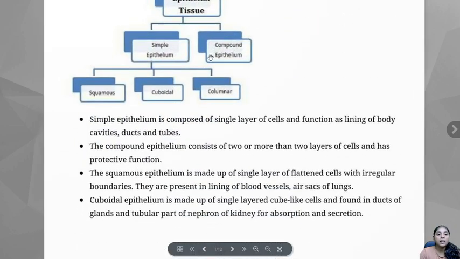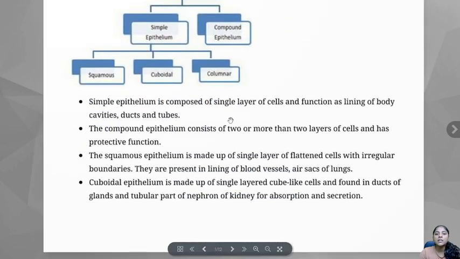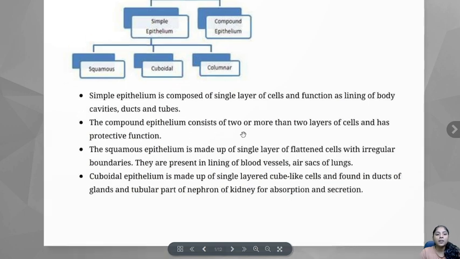Simple epithelium is composed of a single layer of cells and functions as a lining of body cavities, ducts and tubes. So it basically provides the lining or covering to the body cavities, ducts and the tubes. Then the compound epithelium consists of two or more layers of cells and has a protective function. So the function of compound epithelium tissue is protecting.